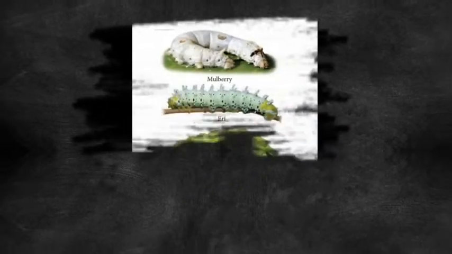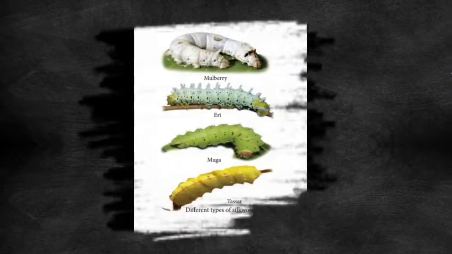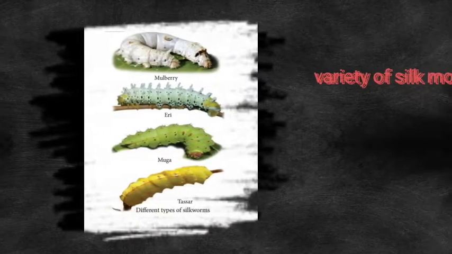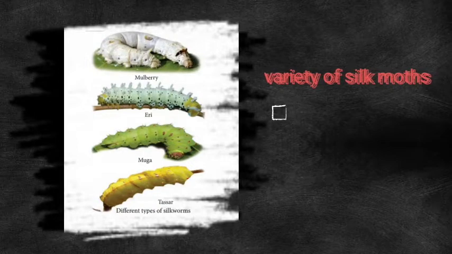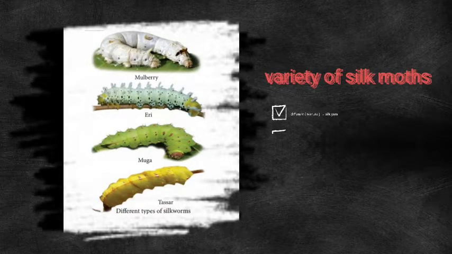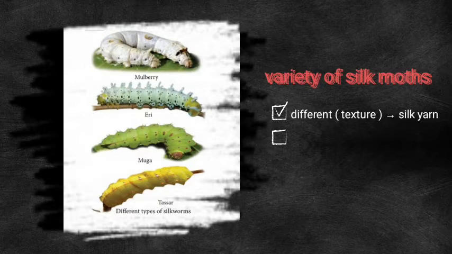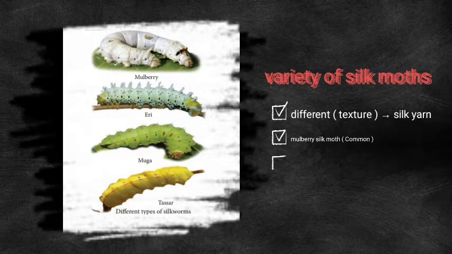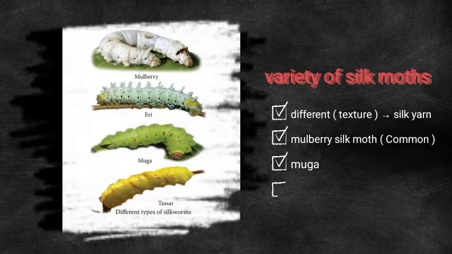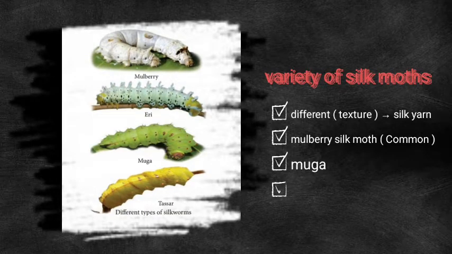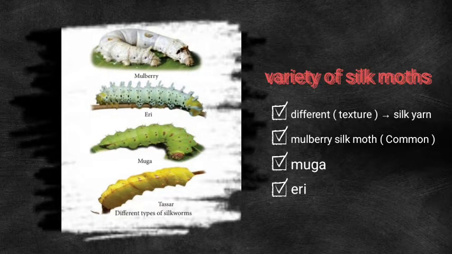There is a variety of silk moths that look very different from one another, and the silk yarn they yield is different in texture: coarse, smooth, shiny, etc. Tassar silk, Mooga silk, Kosa silk, etc. are obtained from cocoons spun by different types of moths. The most common silk moth is the mulberry silk moth. The silk fiber from the cocoon of this moth is soft, lustrous, and elastic and can be dyed in beautiful colors.